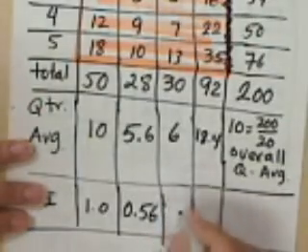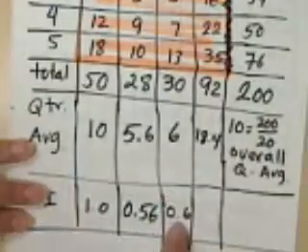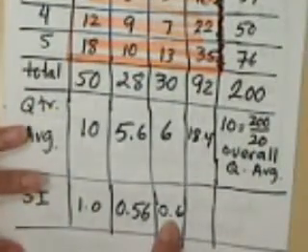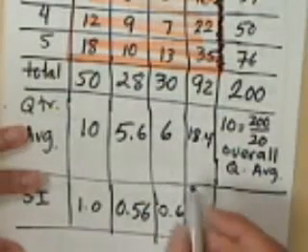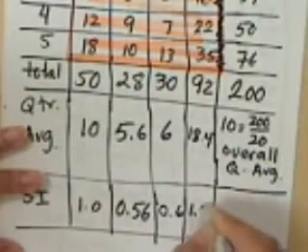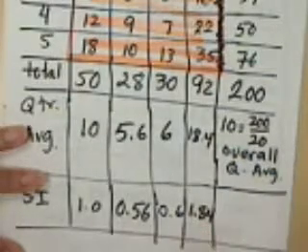6 divided by 10 is 0.6. So if base is 1, quarter 3 sales can be approximated to be about 40% below the average for the year due to seasonality. And quarter 4, 18.4 divided by 10 is 1.84. So quarter 4 sales are about 84% above the average.